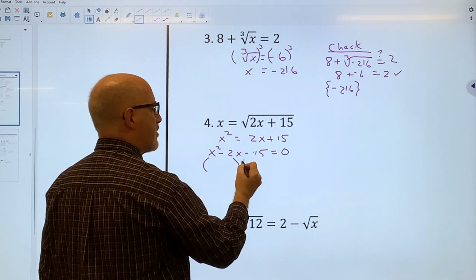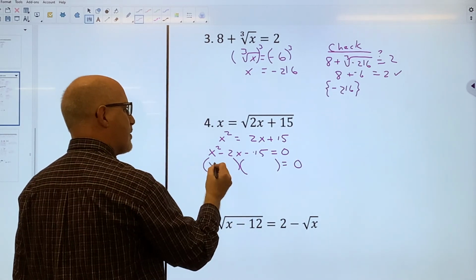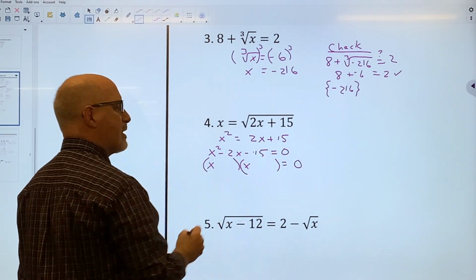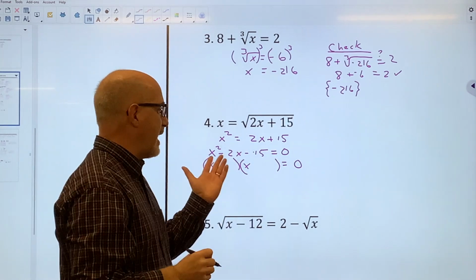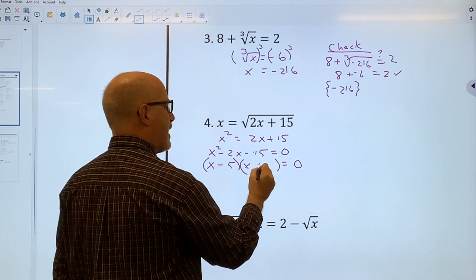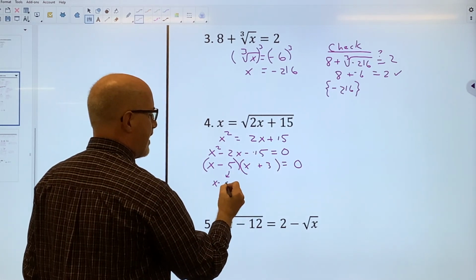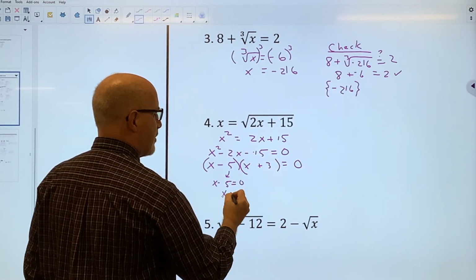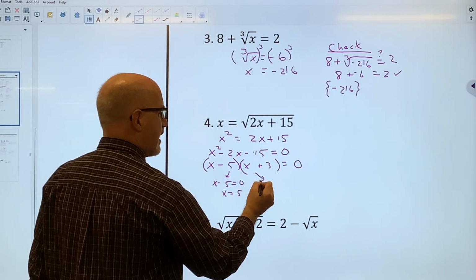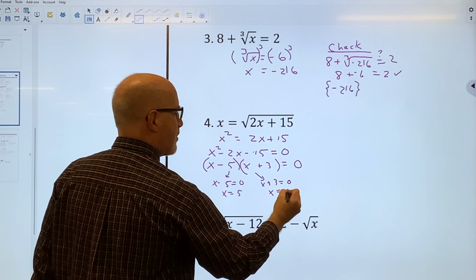Now I'm going to factor to solve this one. You could use the quadratic formula as well. So x and x, two numbers that multiply to get negative 15, add to get negative 2. That's going to be a negative 5 and a positive 3. Let's check these. X minus 5 equals 0, x equals 5, x plus 3 equals 0, x equals negative 3.